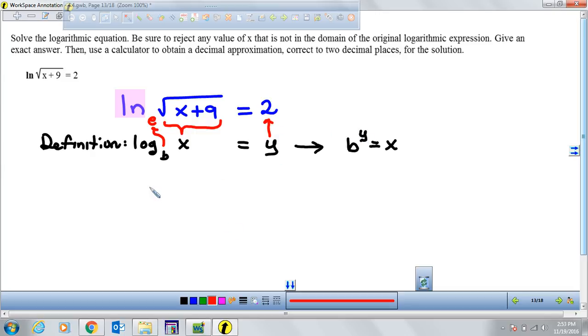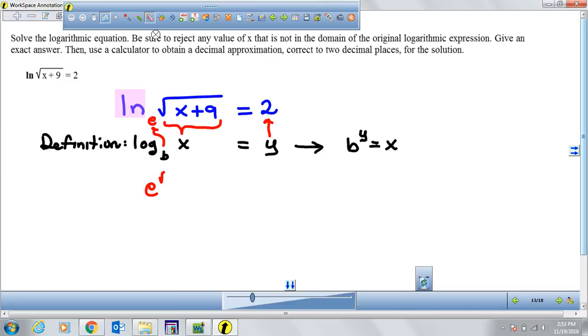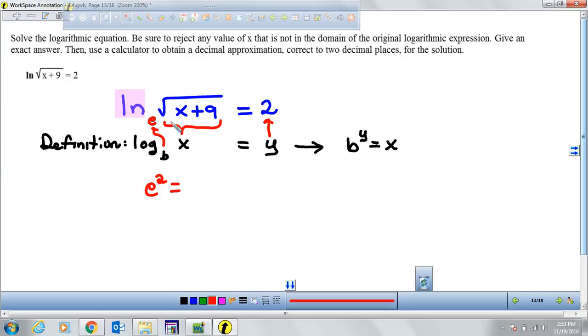So if we rewrite it in exponential form, it would be e to the power of 2, e to the power of 2 equals, which is b to the y power, that's what you see here on the right side, equals x, but in this case x is represented by the square root of x plus 9.